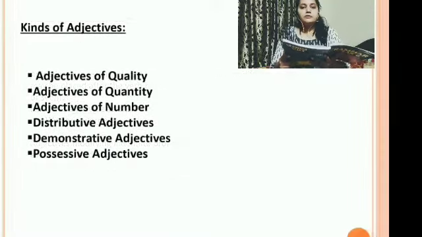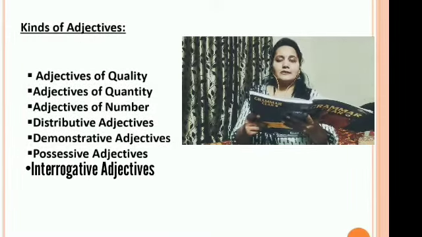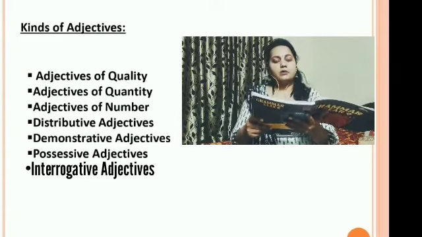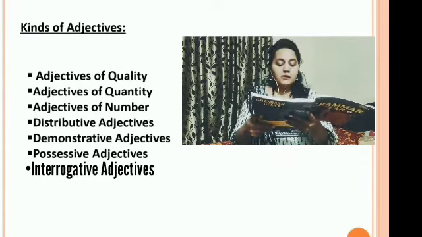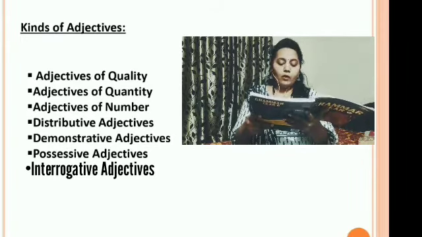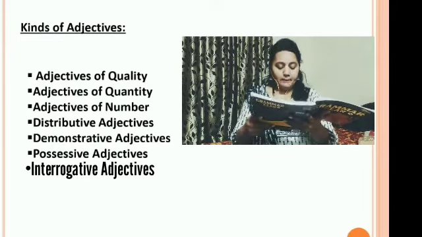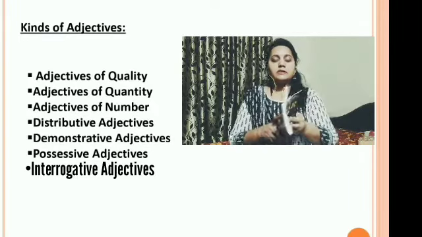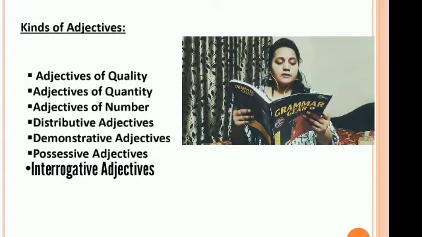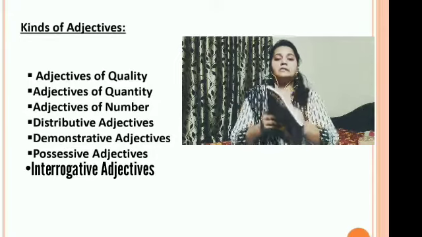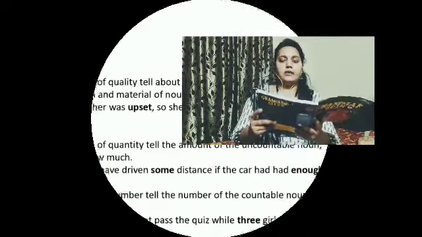Then we come to the next topic, that is kinds of adjectives. You are very much aware of the simpler ones, for example adjectives of quality, adjectives of quantity, then you have adjectives of number, distributive adjectives, then demonstrative adjectives, possessive adjectives, and interrogative adjectives. These are all the adjectives which we are going to study one by one.